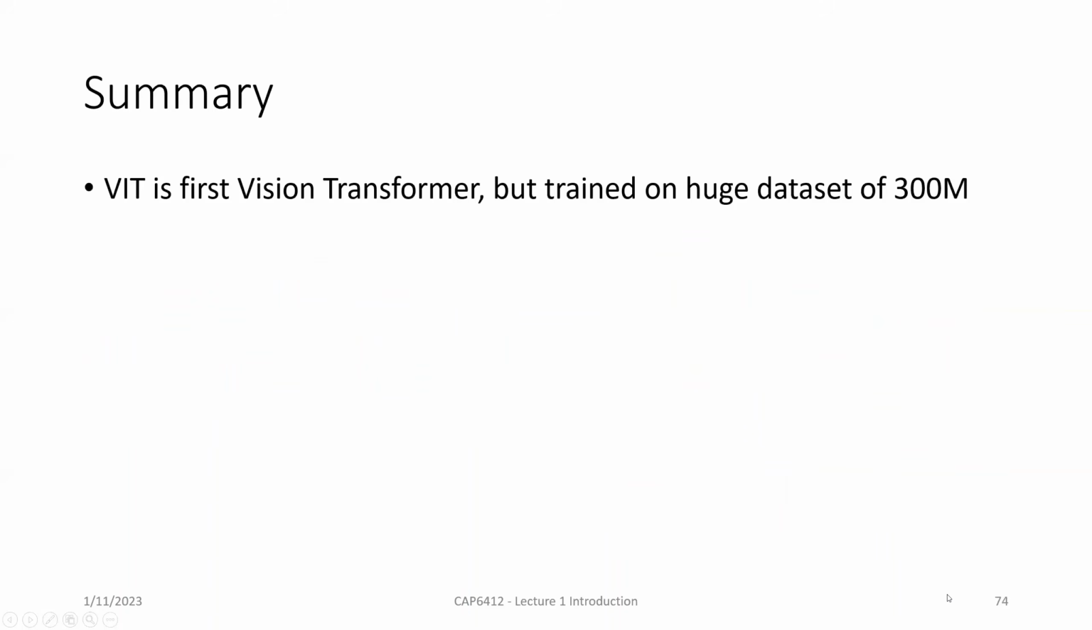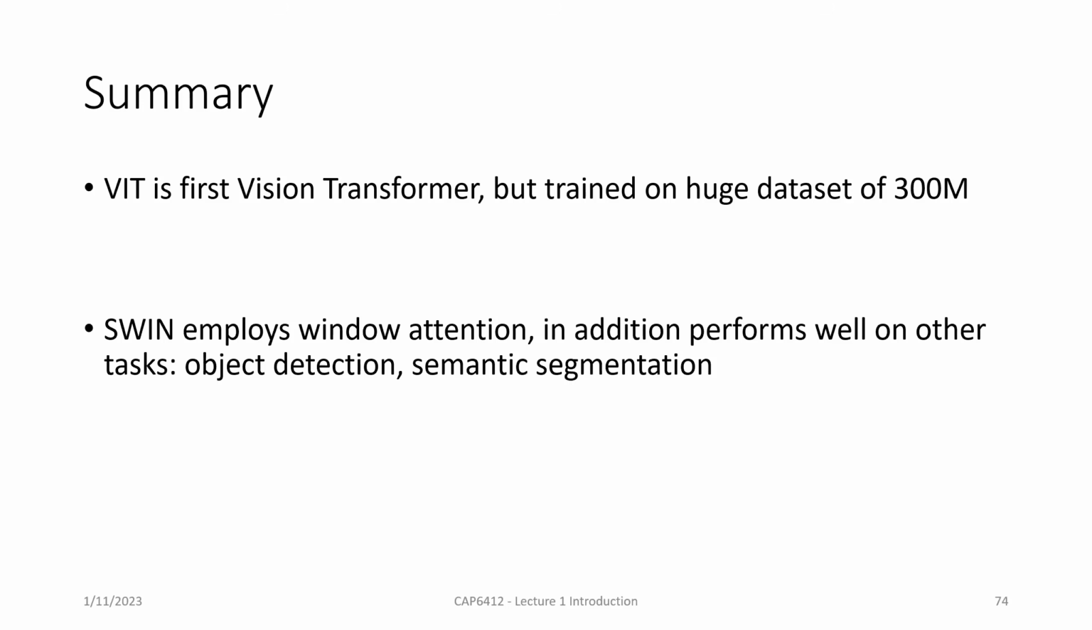Okay, in summary, we talked about ViT, which is the first vision transformer but was trained on a huge dataset of 300 million. And Swin applies window attention, in addition, on other tasks, and gives you state-of-the-art results. So that's the end.